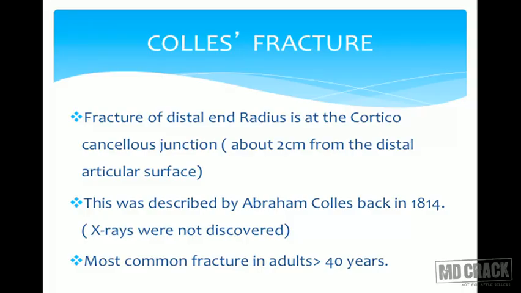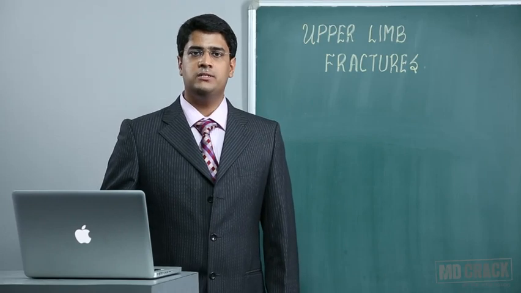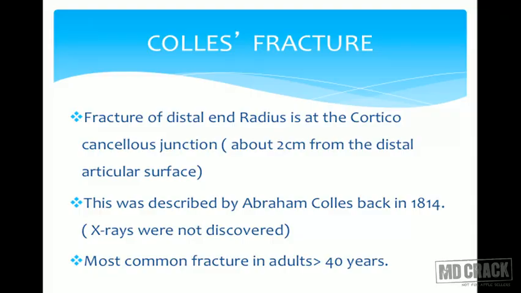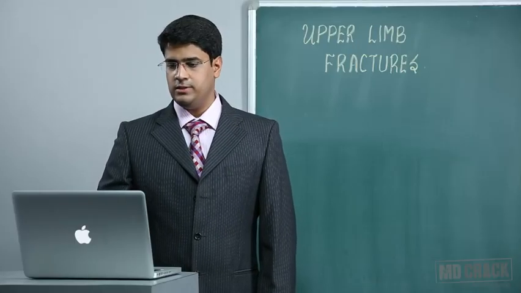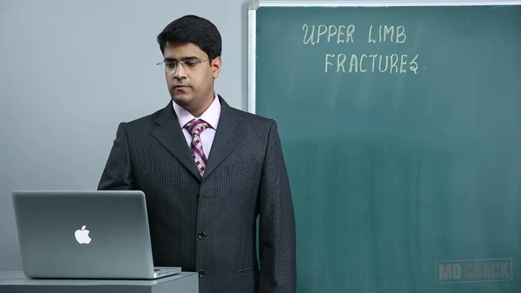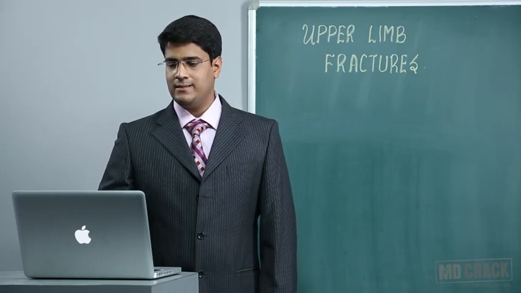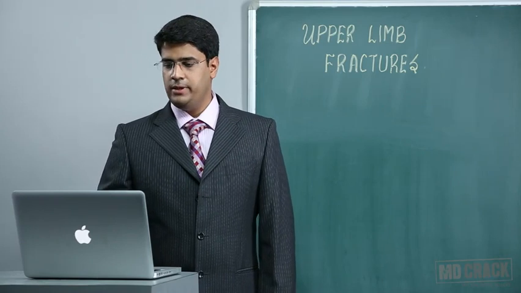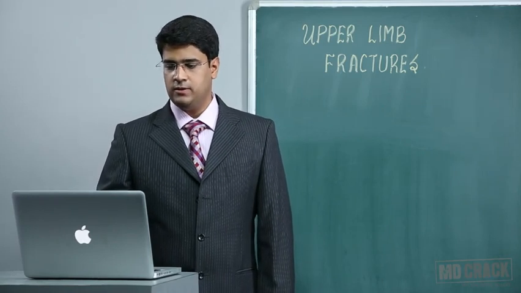There are various fractures. We go for the upper limb, that is fractures ranging from clavicle, the shoulder, the arm fractures, the elbow fractures, the forearm fractures, the wrist and the hand. Coming to the upper limb, firstly we talk about the Colles fracture, which is an important fracture in the upper limb. The Colles fracture is defined as the fracture of the distal end radius at the corticocancellous junction, which is about 2 centimeters from the distal articular surface.